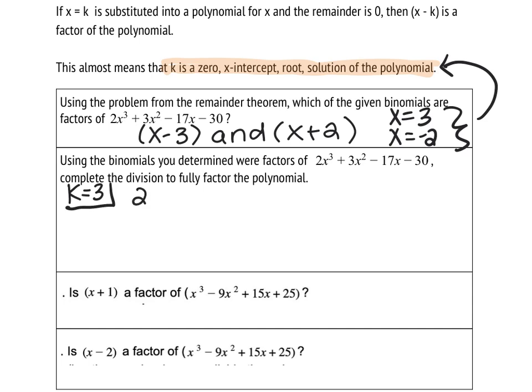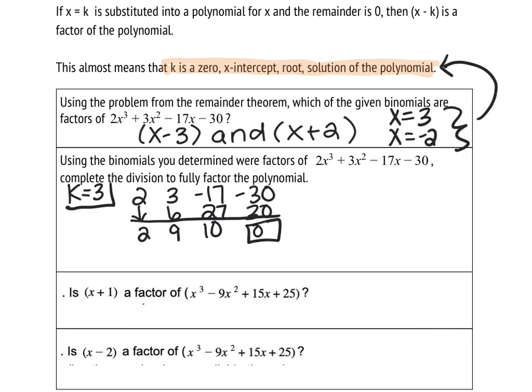And my problem was 2, 3, negative 17, negative 30. Okay, so I'm going to bring that down. That's going to give me 6, 9, it's 27. Negative 17 and 27 is going to give me 10. 3 times 10 is going to give me 30. When I add those, my remainder is 0. That should happen because we've already determined that it was a factor of the polynomial. If it's a factor of the polynomial, it should have a remainder of 0.